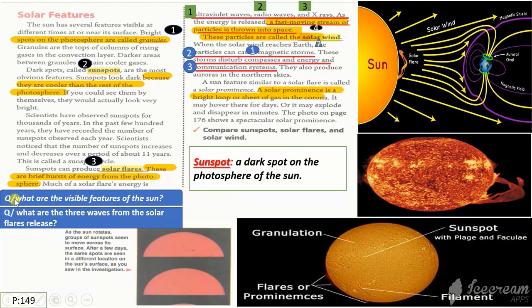My pupils, do you remember this question? What are the visible features of the Sun? Very important question. Number one, granules. Number two, sunspots. Number three, solar flares. Number four, solar wind.